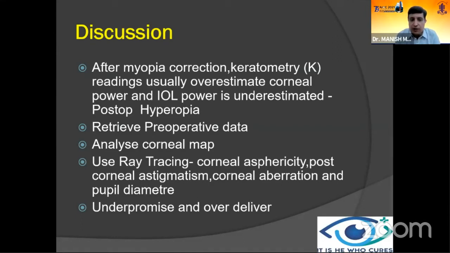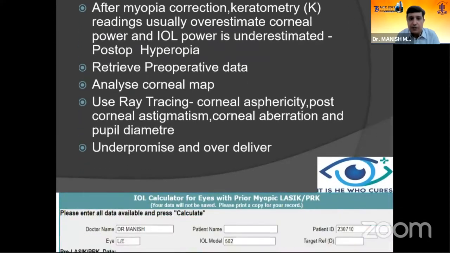So it's very important to collect all the pre-operative data of the patient and analyze the corneal map. If you have devices, go for ray tracing, where you can see the corneal asphericity, posterior corneal astigmatism, and the corneal aberration, and always under-promise these patients. Always under-promise and over-deliver.